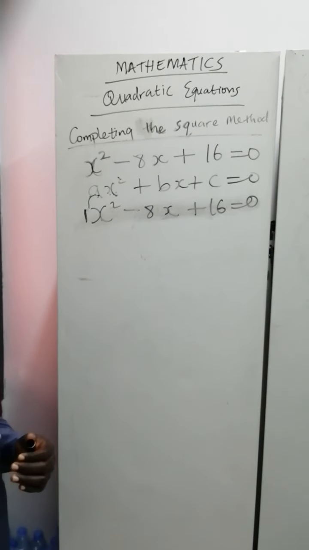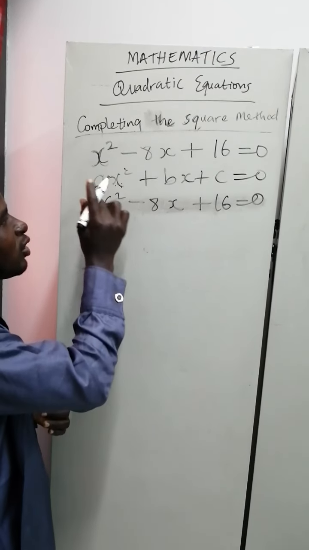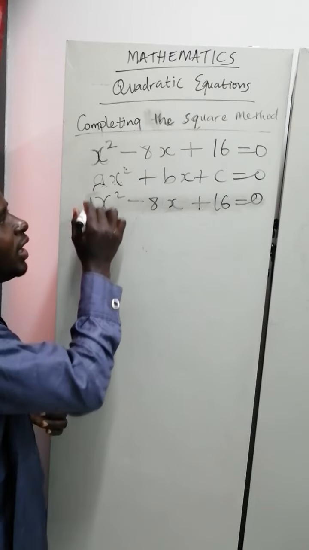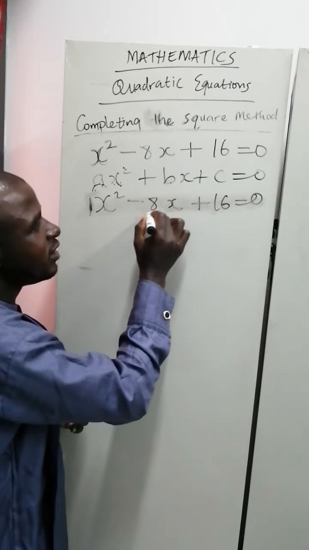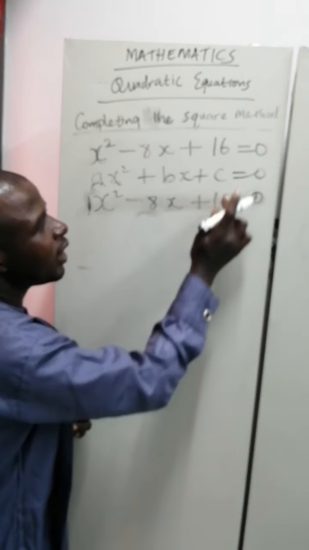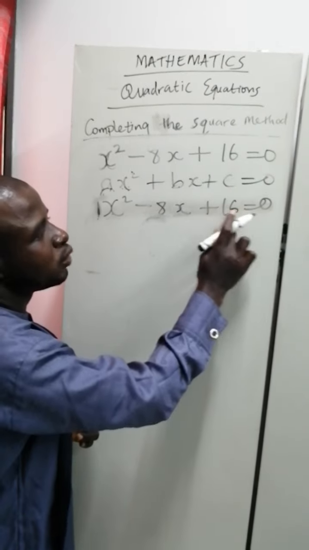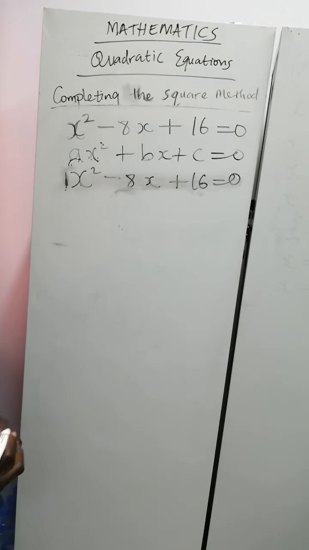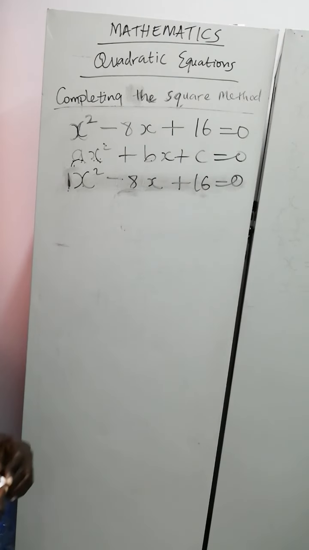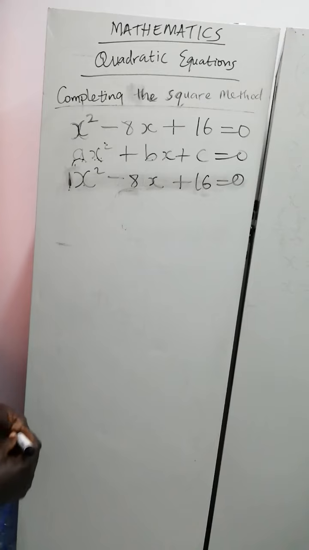But in mathematics, they don't usually write 1x squared. Let us have it in mind that there is a 1 here, meaning the value of a is 1, the value of b is minus 8, while the value of c is 16. So a is 1, b is minus 8, and the constant c is 16.